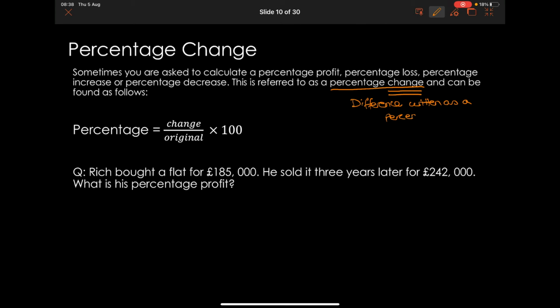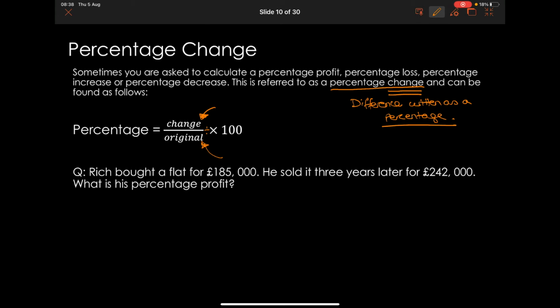So you always have to find the difference first before you write anything as a percentage. So what you need is, you need to find the difference, which is the change. Then you write that over the original amount or divided by the original amount, and then you times by 100 again. So here's an example.